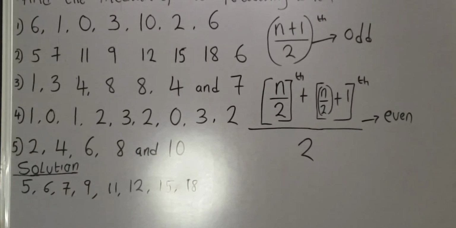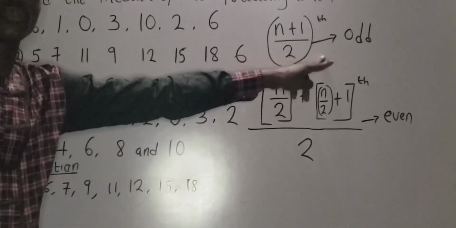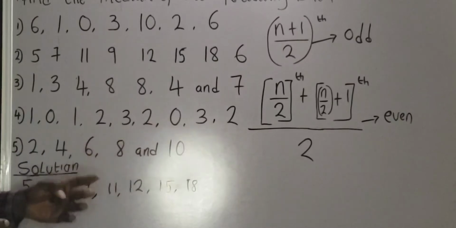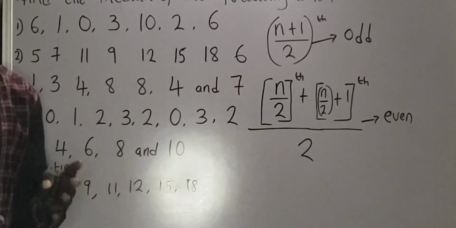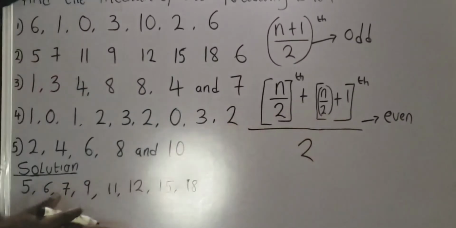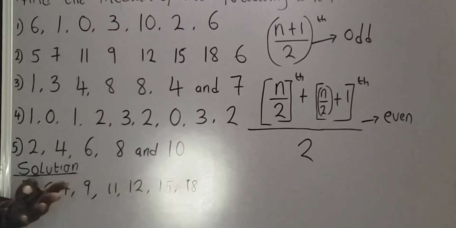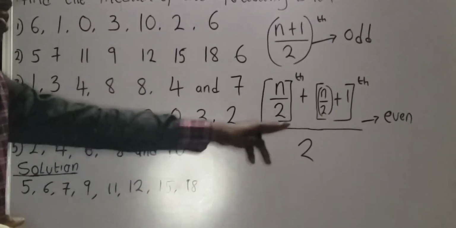The first median formula is used when the number of items in our data set is odd. The second median formula is used when the number is even. So now let us find the number of items in our data set by counting: 1, 2, 3, 4, 5, 6, 7, 8. 8 is an even number. Therefore, I'm going to use the second formula.